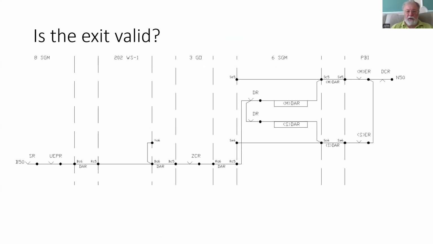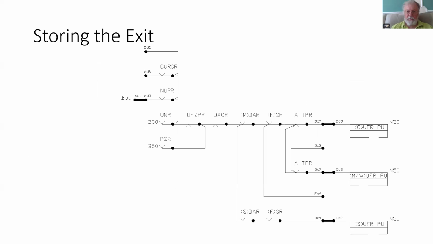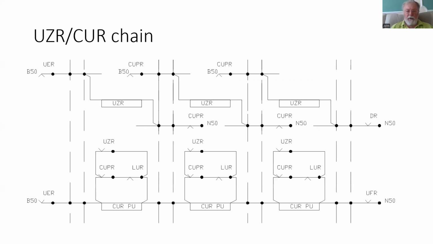So if you remember, the way we test if the route is valid is a feed going from the entrance set looking for a main or some shunt destination available relay in the exit set. And the negative feed to those relays comes from the PBI. If the exit is available, then the exit needs to be stored by latching the relevant route finish relay, the UFRs. And we now get our famous UZR, CUR, and LUR chain.